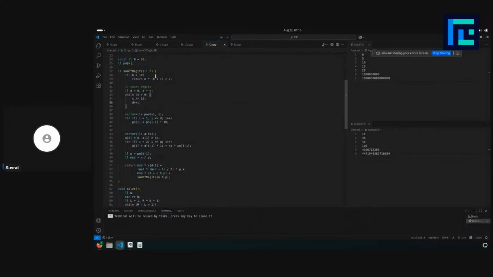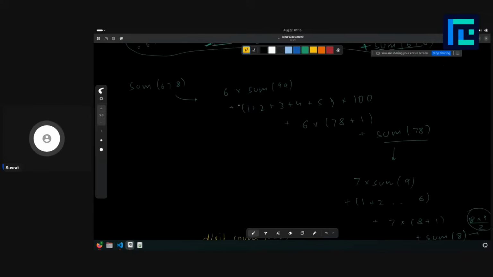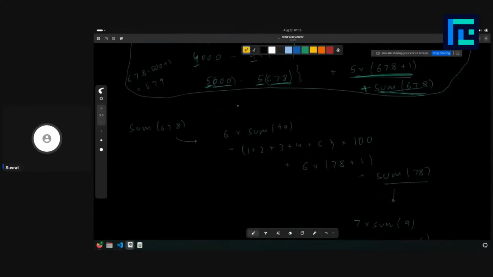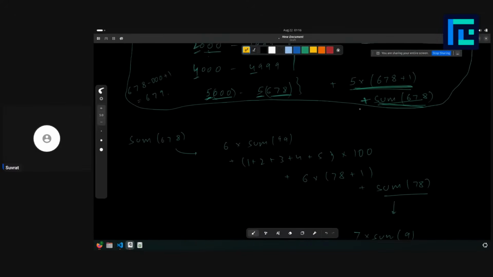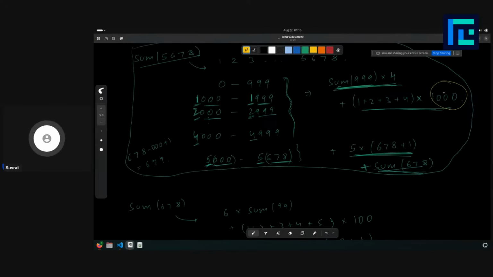So sum of digits: basically if n is less than 10, then I can simply do this, and d is nothing but count of digits. Basically I'm dividing by 10 and increasing d, so d is count of digits. Vector po is nothing but powers of 10. Basically I'm storing the powers of 10 because I need them in the formula. Here I need those powers.